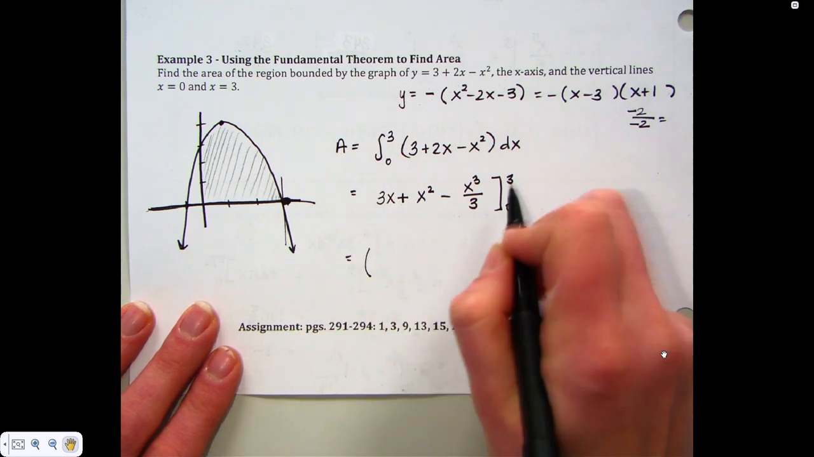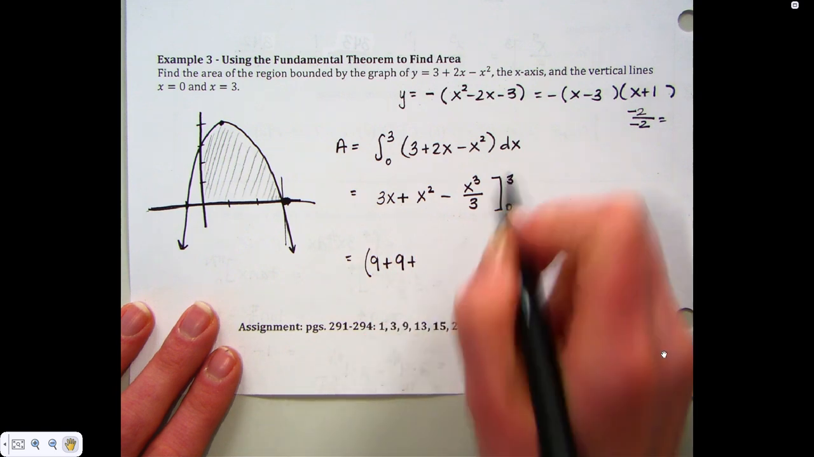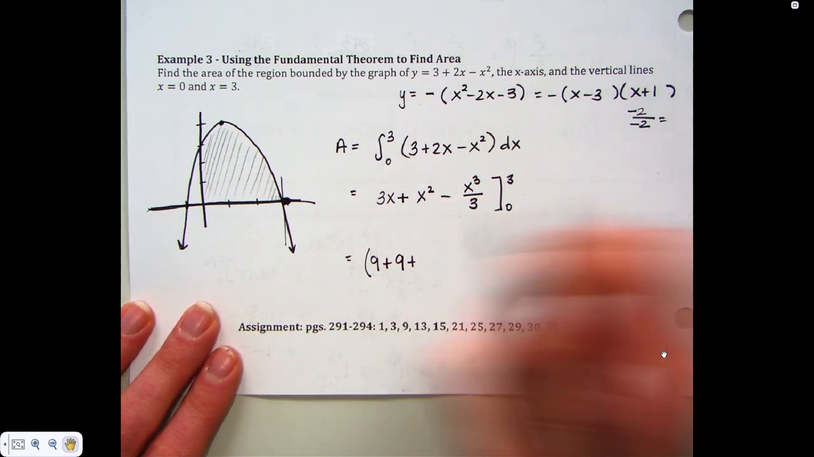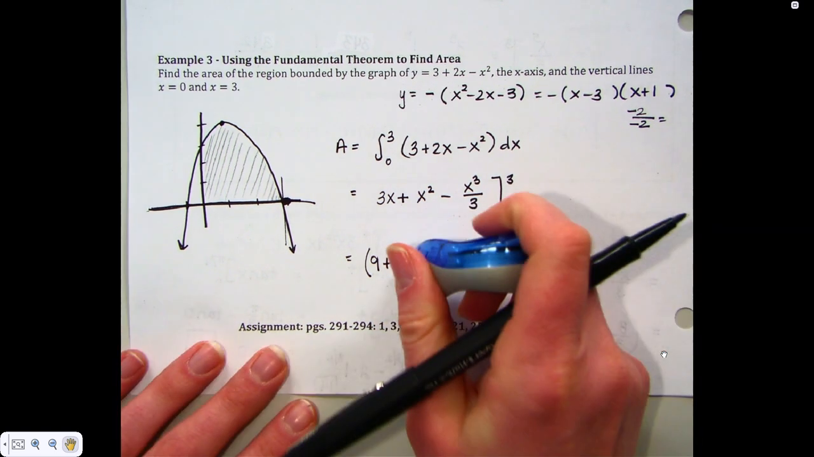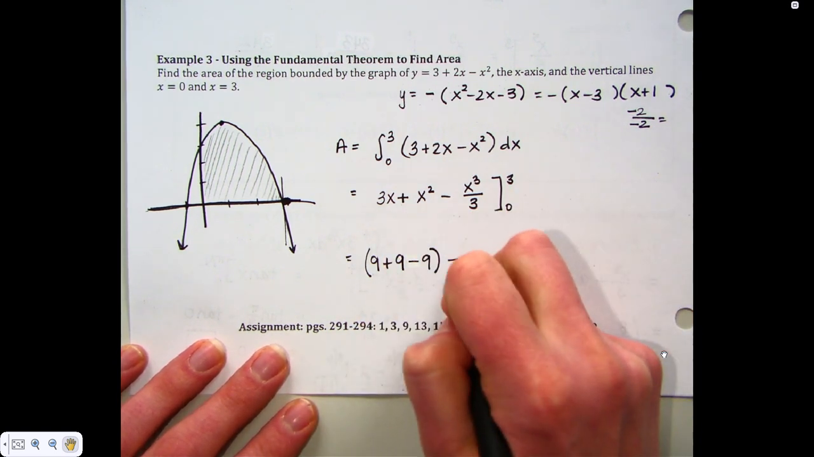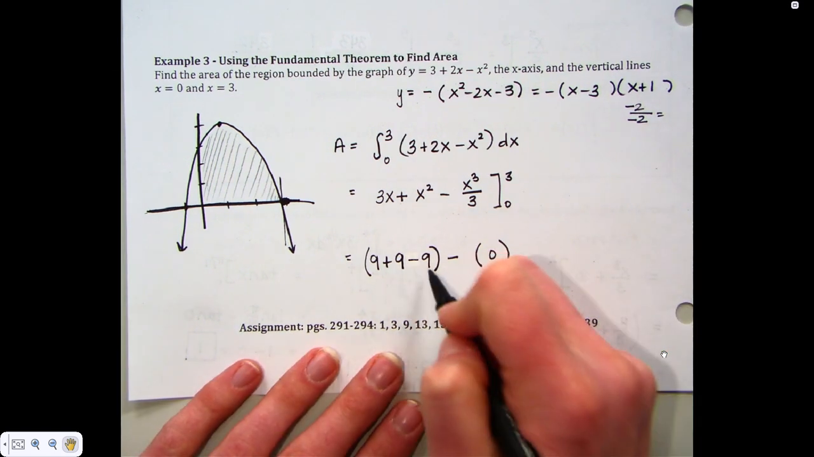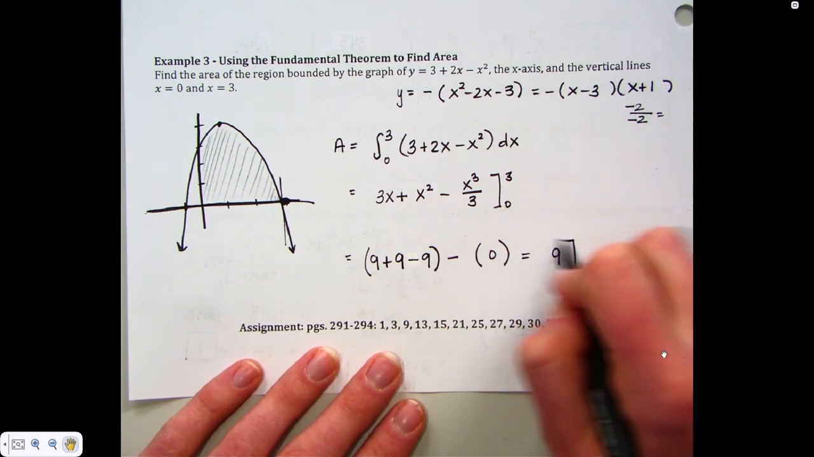So overall, right, if I plug in 3, 3 times 3 makes 9, 3 squared is 9, 27 over 3 is 9. Oops, I should have put a minus there. So minus 9. And you will come to enjoy plugging in zeros, right? So 9 minus 9, this comes out to be a total area of exactly 9.